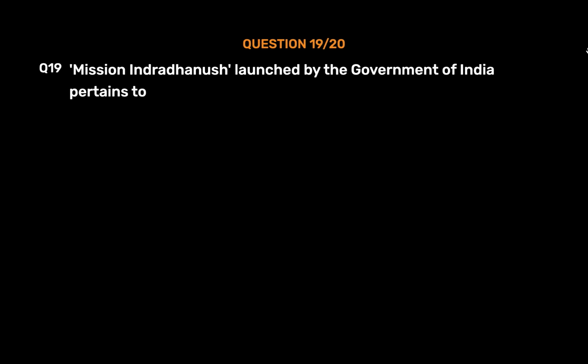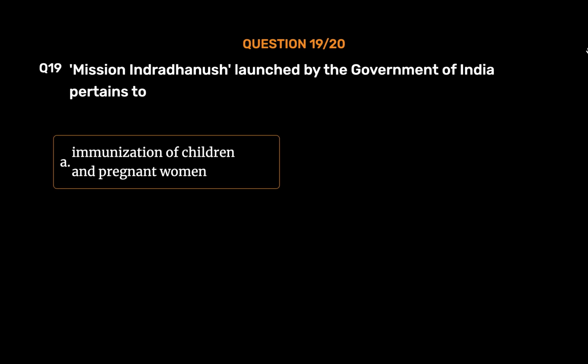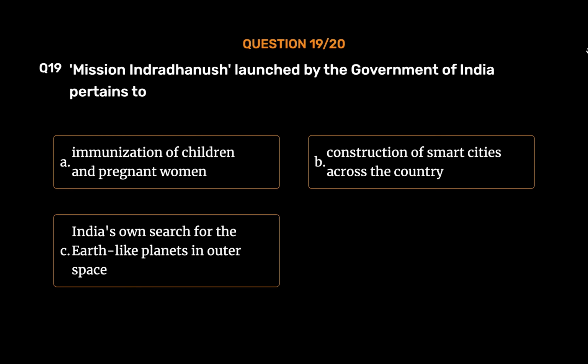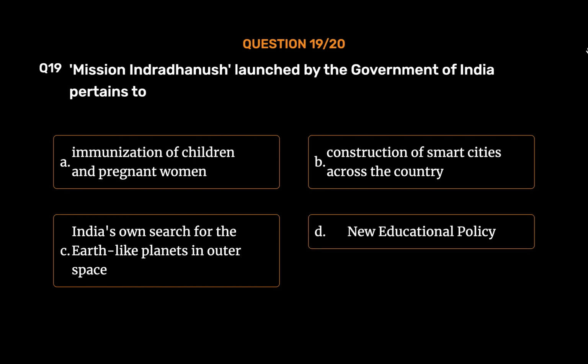Question number 19. Mission Indradhanush launched by the Government of India pertains to: Option A, immunization of children and pregnant women. Option B, construction of smart cities across the country. Option C, India's own search for the Earth-like planets in outer space. Option D, new educational policy. The correct answer is Option A, immunization of children and pregnant women.